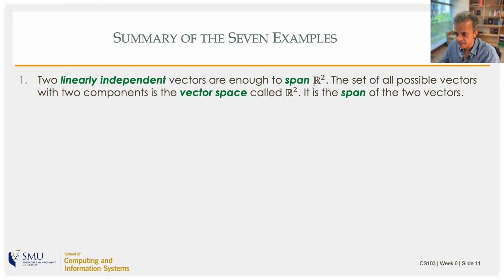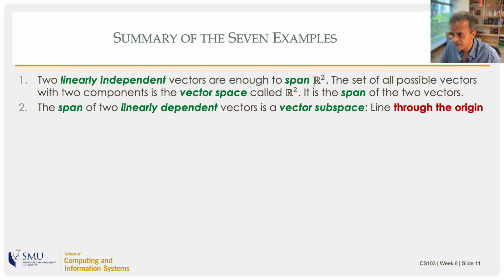R2 is a vector space. A vector space called R2 is a collection, a set of all possible vectors of 2 real components. The span of 2 linearly dependent vectors is a vector subspace. We haven't defined that yet. That will come later today. But as you saw, these 2 vectors will span a line going through the origin. So it's a line of vectors.